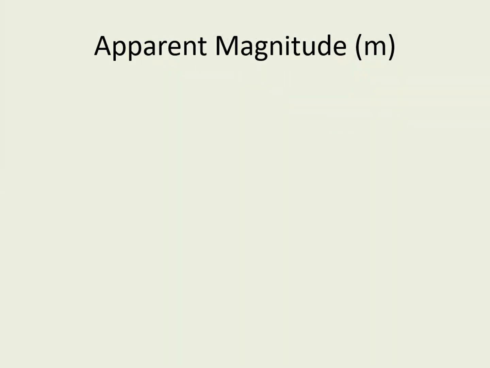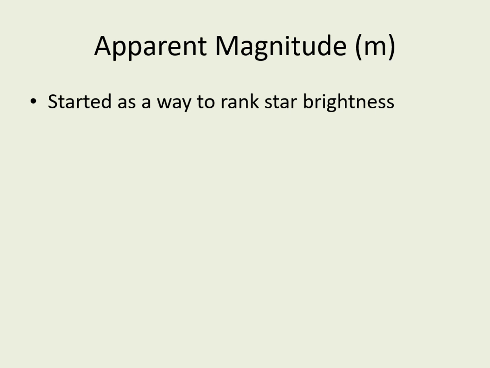In the 2nd century BC, the astronomer Hipparchus created a detailed catalog of stars. He wanted to put them into brightness categories, so he described the brightest stars as stars of the 1st magnitude, and the next brightest stars as stars of the 2nd magnitude, and so on all the way down to 6th magnitude for the faintest stars that he could see.